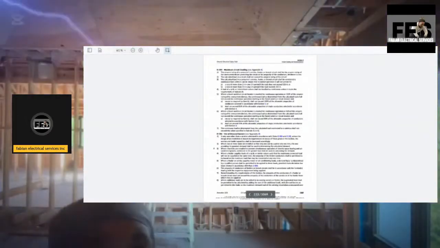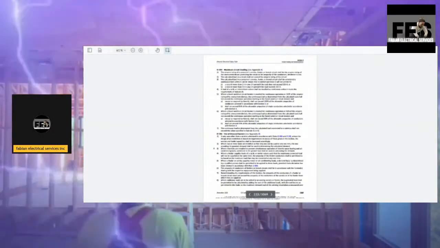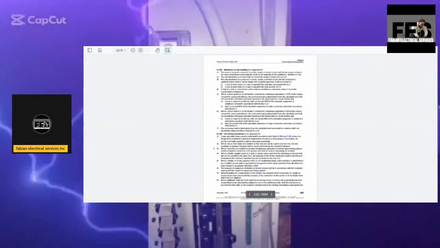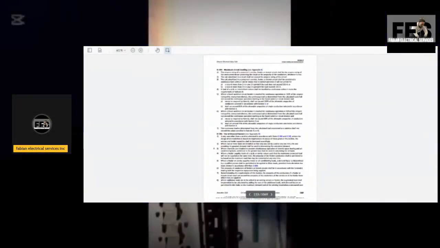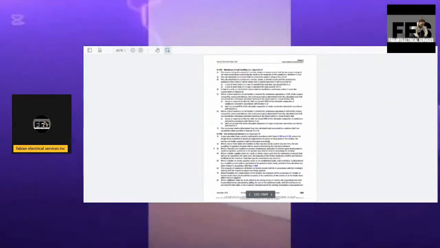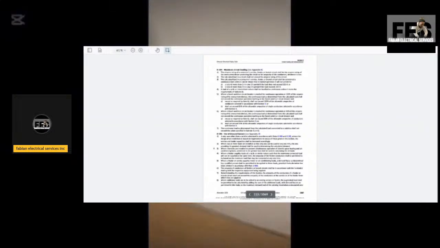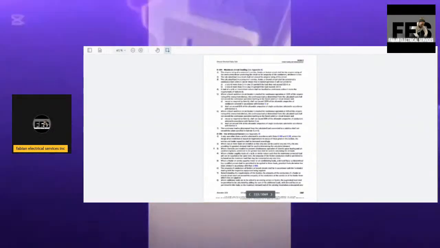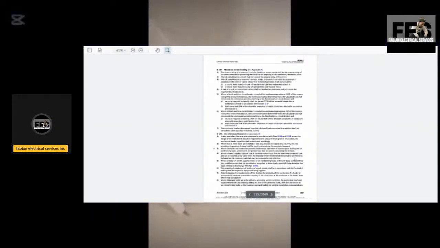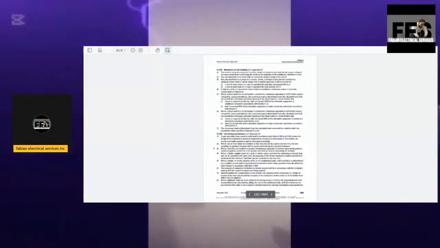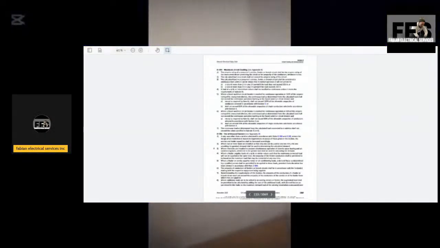Where a feeder supplies a load of a cyclic or similar nature such that the maximum connected load will not be supplied at the same time, the ampacity of the feeder conductors shall be permitted to be based on the maximum load that may be connected at any one time.